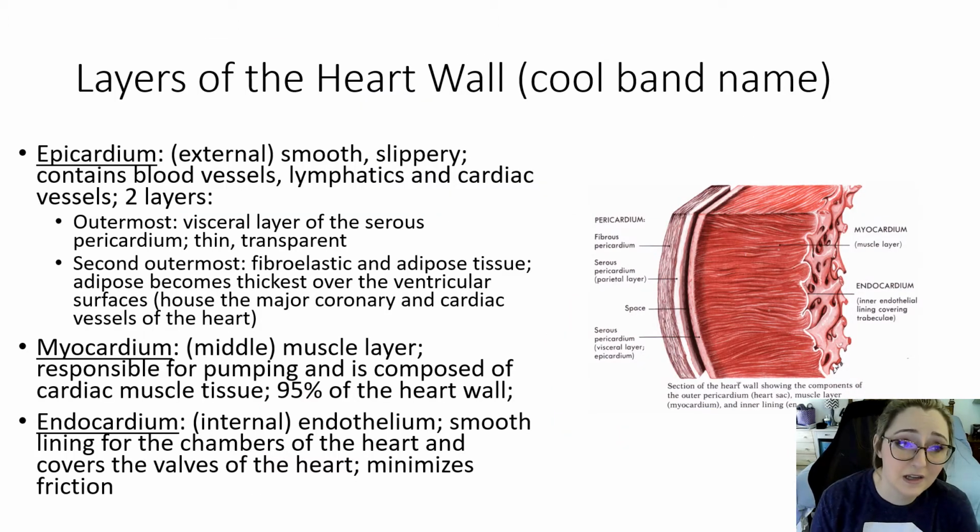Moving on to the layers of the heart wall, which personally I think would be a pretty cool band name.